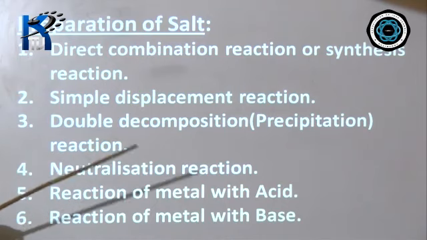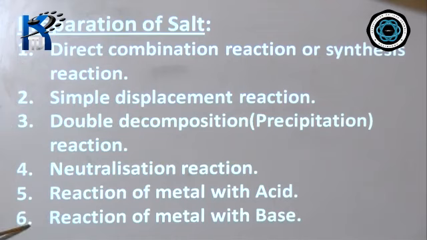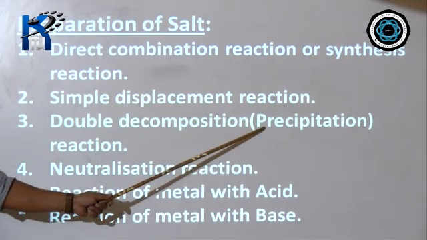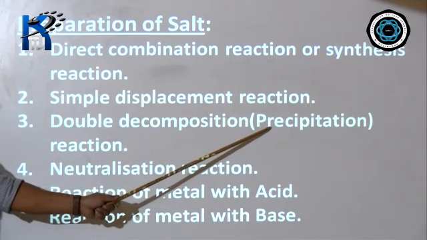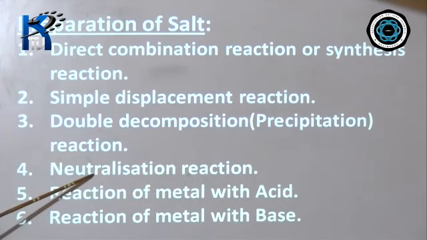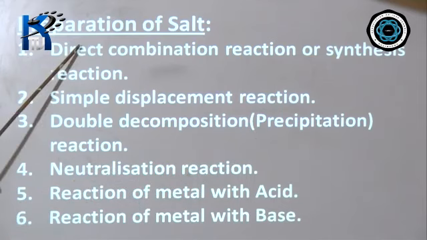So usually we prepare different salts by these 6 methods, students. Direct combination method, also known as synthesis reaction. Simple displacement reaction. Double decomposition reaction, also known as precipitation reaction. And you know that in precipitation reaction, we show the precipitate by a downward arrow. Neutralization reaction, reaction of metal with acid and reaction of metal with base. Now I would like to explain all of these one by one.